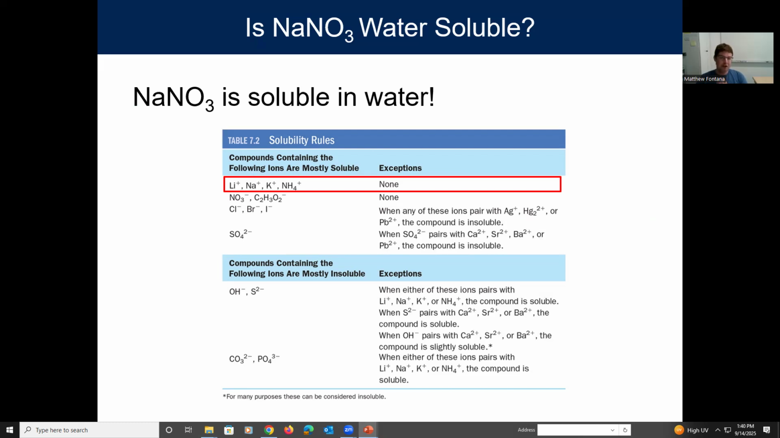If you have sodium nitrate, or for example sodium chloride, there are no exceptions as long as you have the sodium cation. Everything with the sodium cation is going to be soluble. So that's our first example.